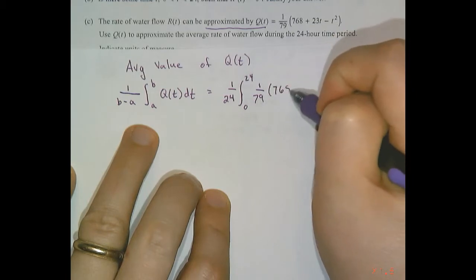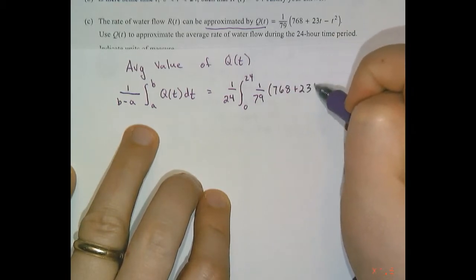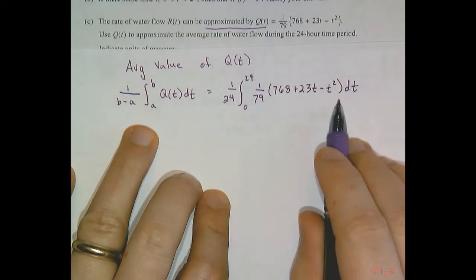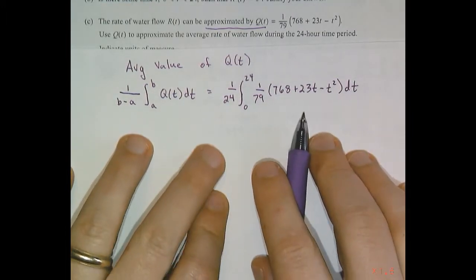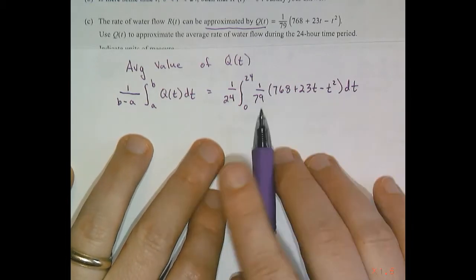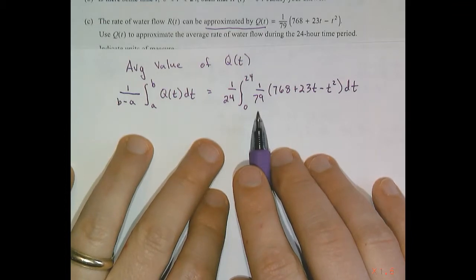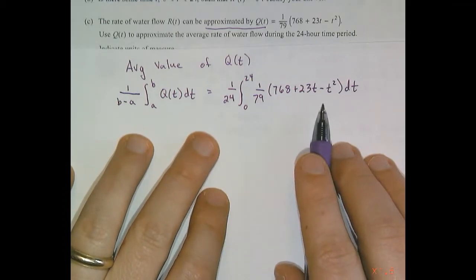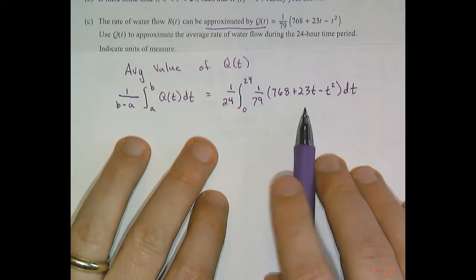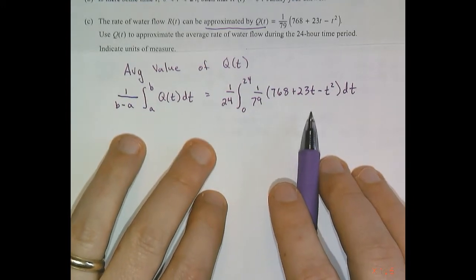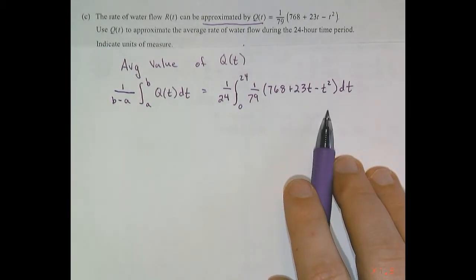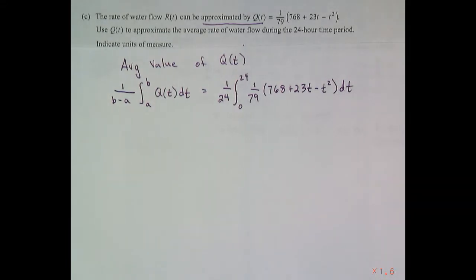Now, since they identified Q of t, we could write in Q of t dt, or we could write in the whole equation, but that's a little dangerous because you might get a copy error there. So now we need only evaluate this definite integral, which would take time doing by hand, but it is doable by hand. Fortunately for us, this is a calculator active question, so we can evaluate this by turning to our calculators. So let's do that.